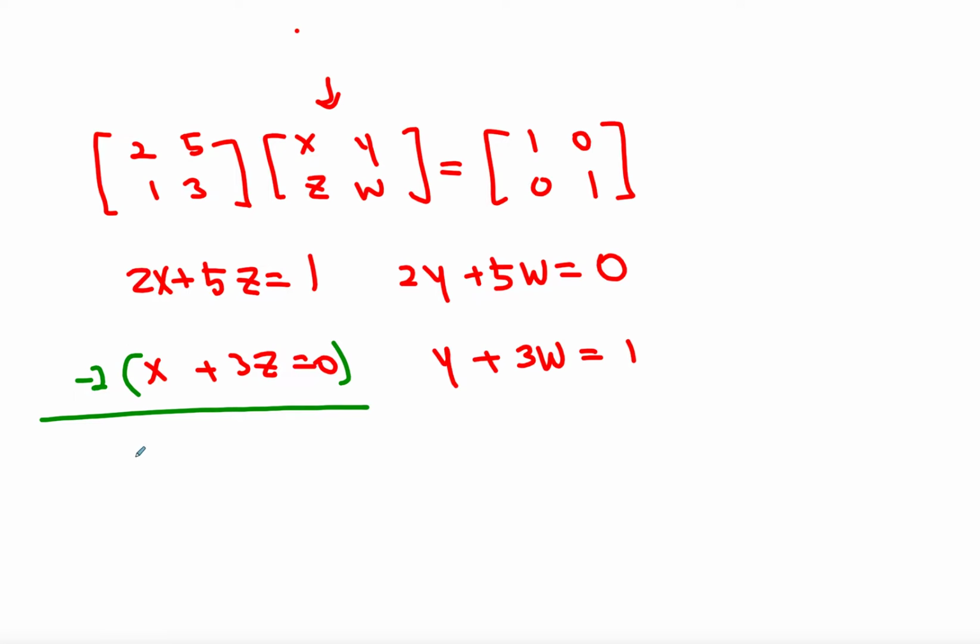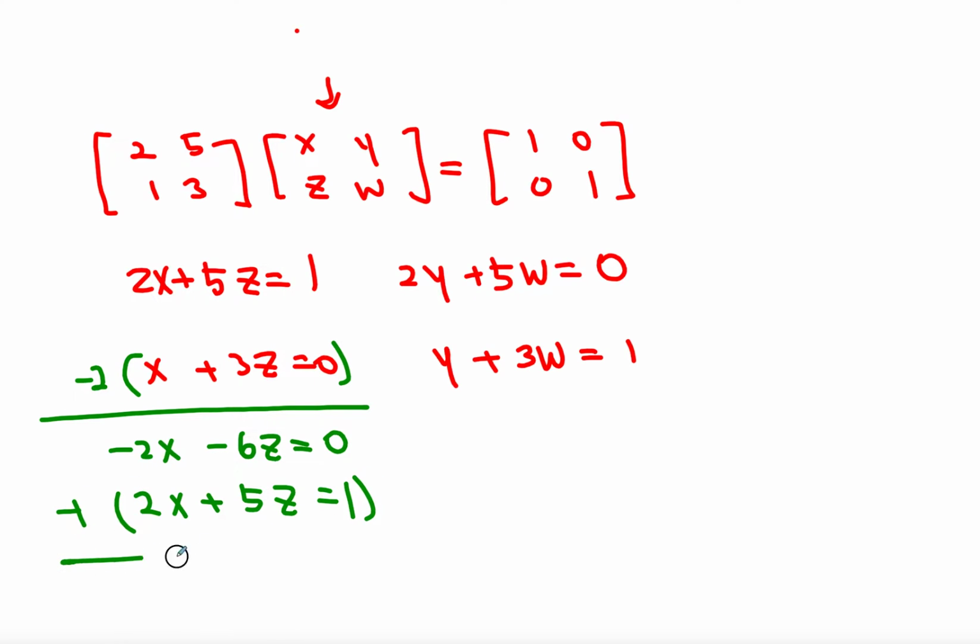Then we get to realize the first one was what? This one becomes -2x minus 6z equal to 0. And I'm going to write that original first equation, 2x plus 5z equals 1. Then you get to realize that when you add them up, -z equals 1. So z must be equal to -1.